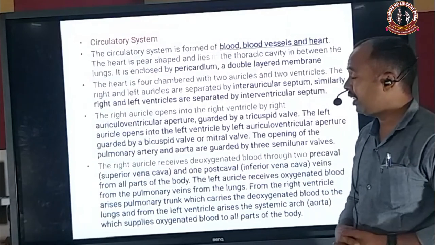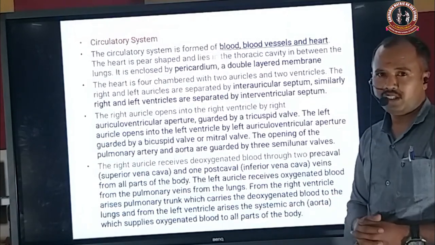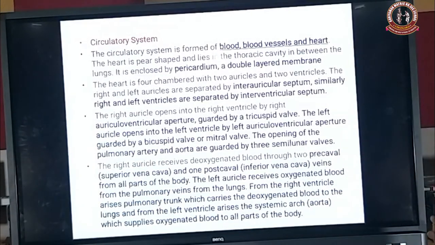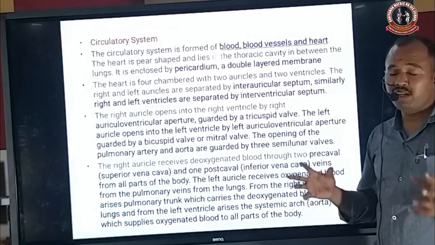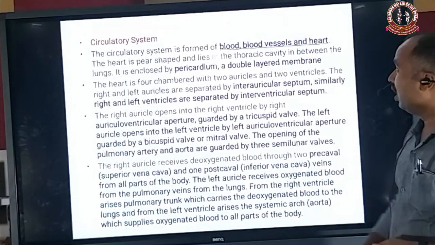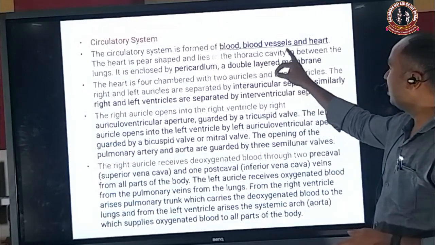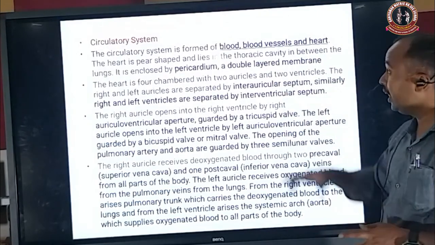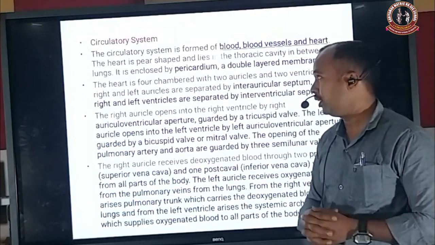And then next one is the circulatory system. Most of the vertebrates contain a well developed circulatory system. The components of the circulatory system are the blood vessels and the heart. Okay, they are the major components of the circulatory system.